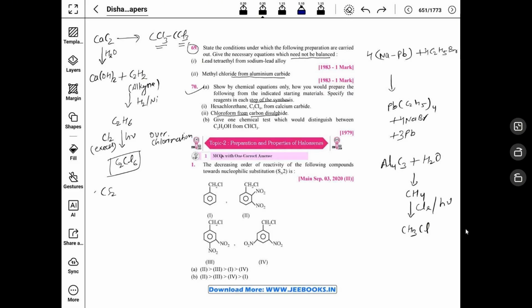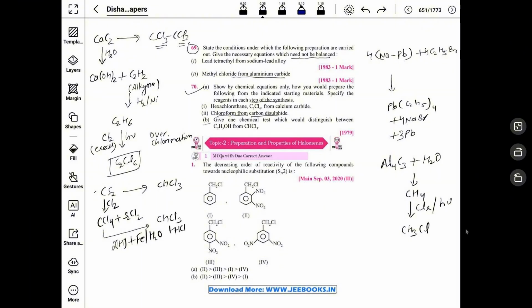Next is chloroform from carbon disulfide. So this is the carbon disulfide and we have to make chloroform. For this we can first do the reaction with chlorine, and then it will give you carbon tetrachloride plus S2Cl2, and after that you can reduce this carbon tetrachloride with hydrogen in the presence of iron to give chloroform.